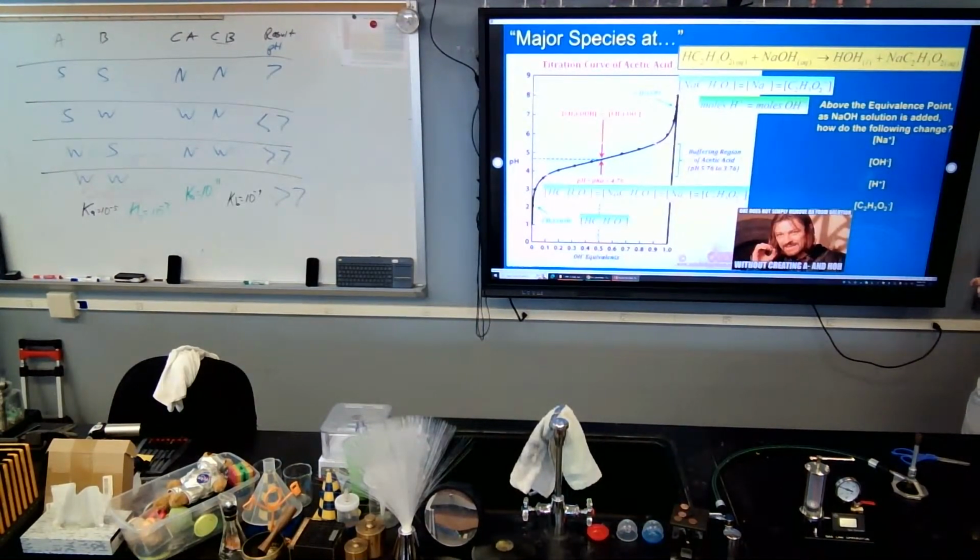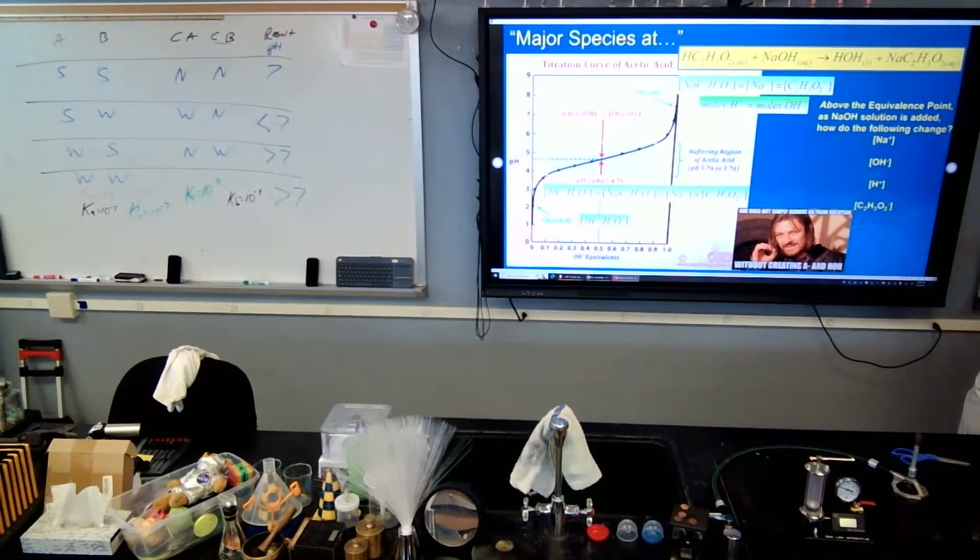It increases, because you are literally dumping sodium hydroxide into solution, and the sodium has nothing to react with. What about the hydroxide? What does the hydroxide do after the equivalence point? It increases, because you're dumping hydroxide into solution, and it has nothing else to react with. It has already eaten all the HAs.